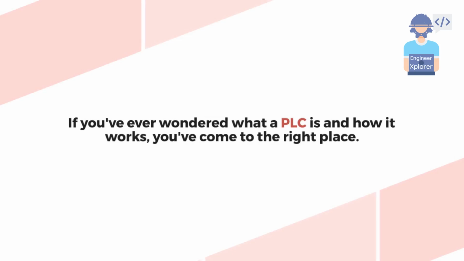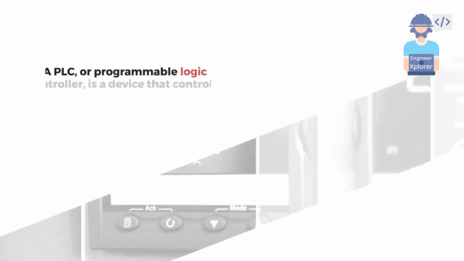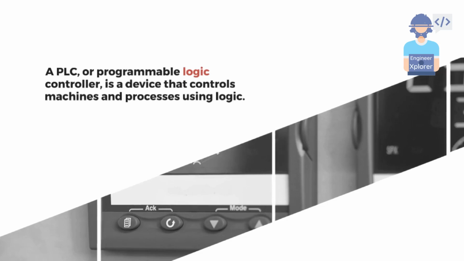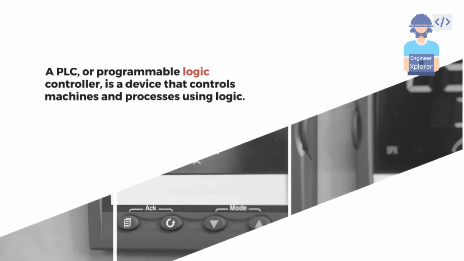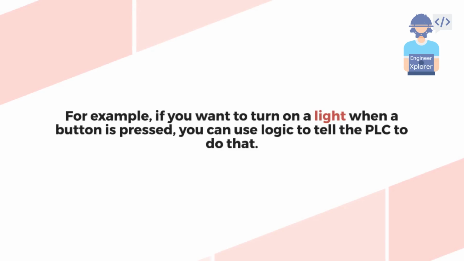If you've ever wondered what a PLC is and how it works, you've come to the right place. In this video, we'll cover the basics of PLCs, such as what they are, what they do, and how they are programmed. A PLC, or Programmable Logic Controller, is a device that controls machines and processes using logic. Logic is a set of rules or instructions that tell the PLC what to do in different situations. For example, if you want to turn on a light when a button is pressed, you can use logic to tell the PLC to do that.